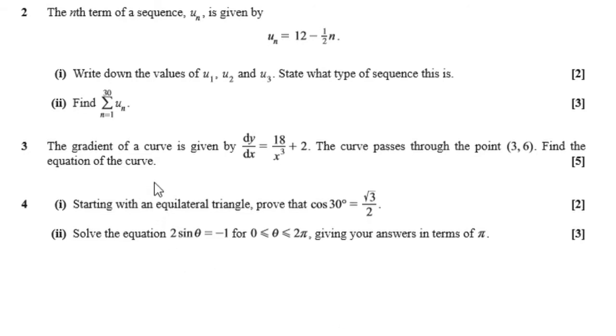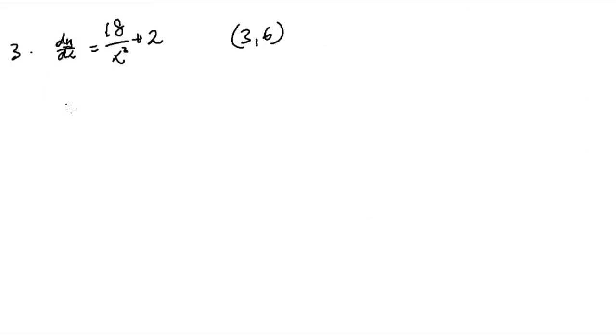So next up, question 3, the gradient of a curve is given by dy by dx equals 18 over x cubed plus 2, and the curve passes through the point 3, 6, and find the equation of the curve. So that's integration. To do simple integration, it's just adding the power by 1, then dividing by the new power, which is the reverse of differentiation.